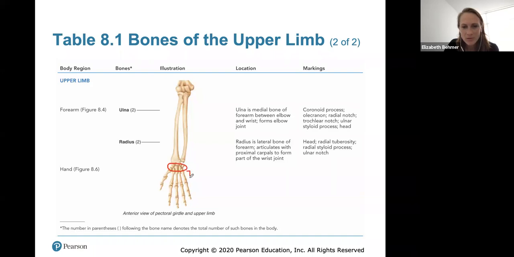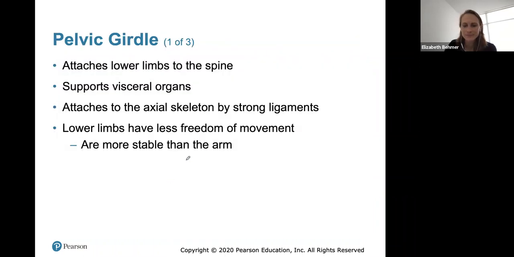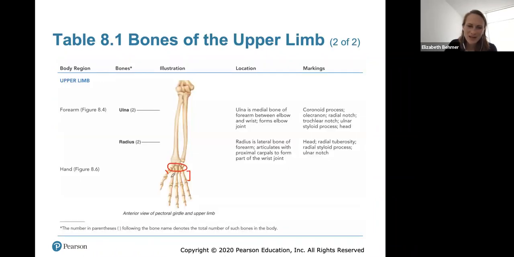So the metacarpal bones form the palm of the wrist, and they're labeled with Roman numerals 1, 2, 3, 4, and 5. So those are the metacarpal bones.